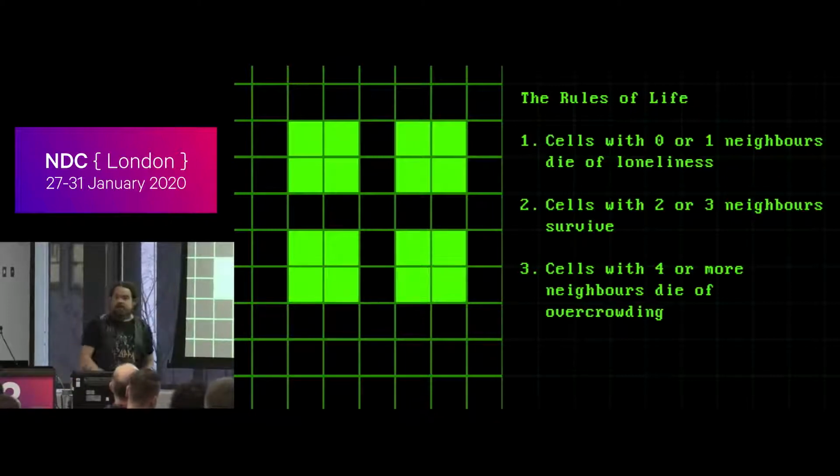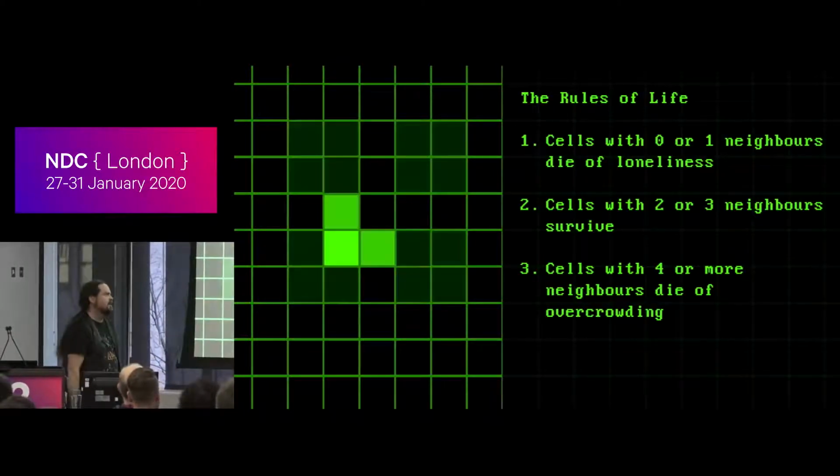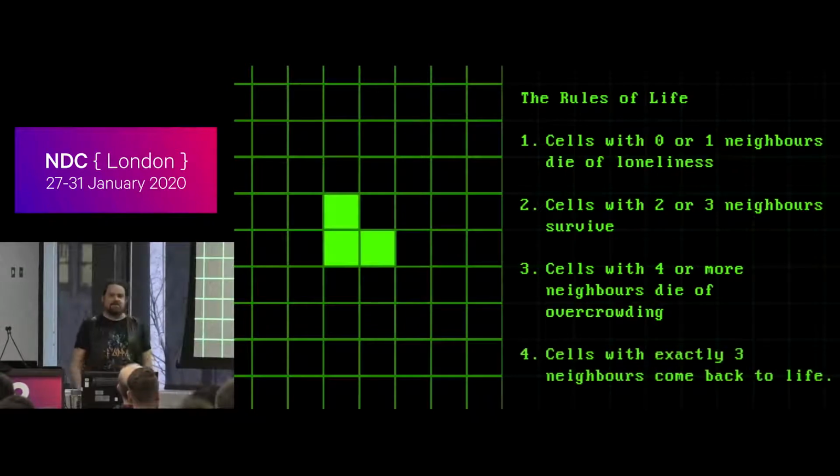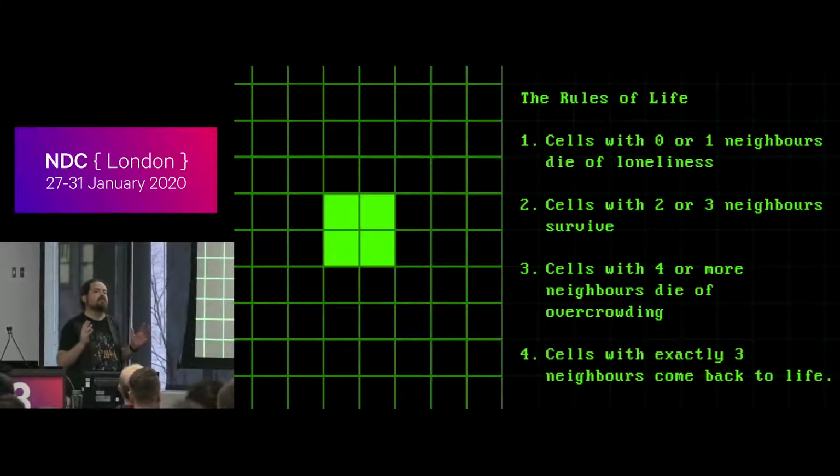And finally, and this is where it gets a little bit spooky weird, if a dead cell has exactly 3 neighbors, it will come back to life. And that's it. You now understand everything that there is to understand about the rules of Conway's Game of Life.